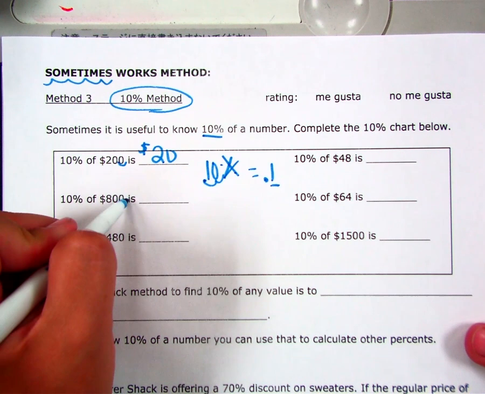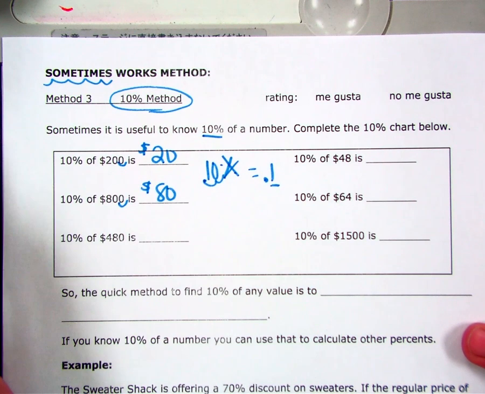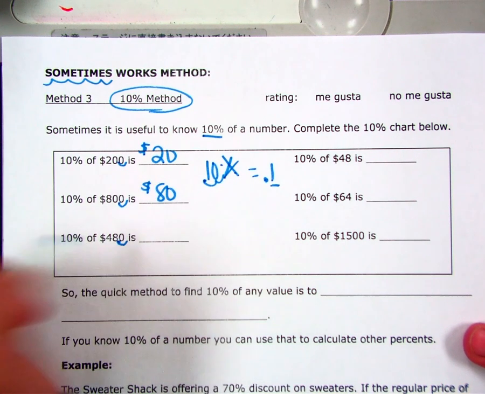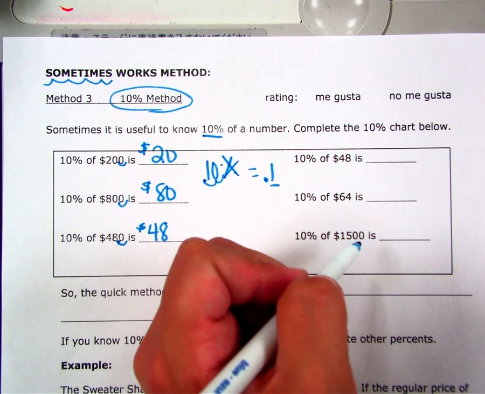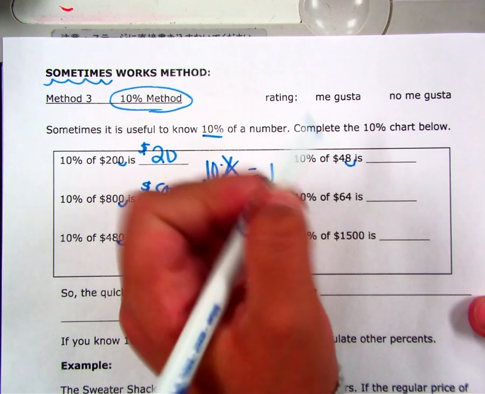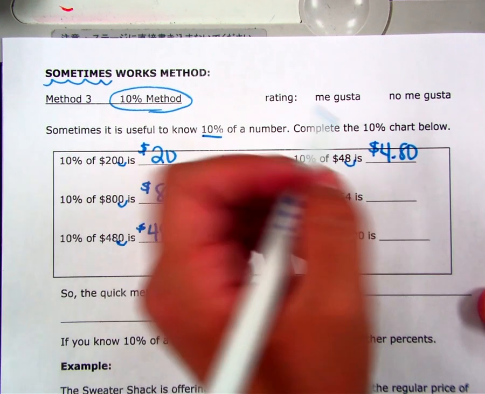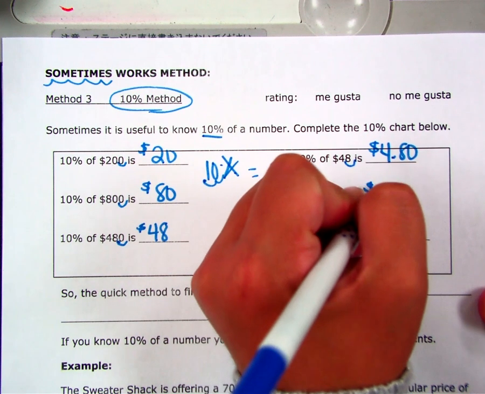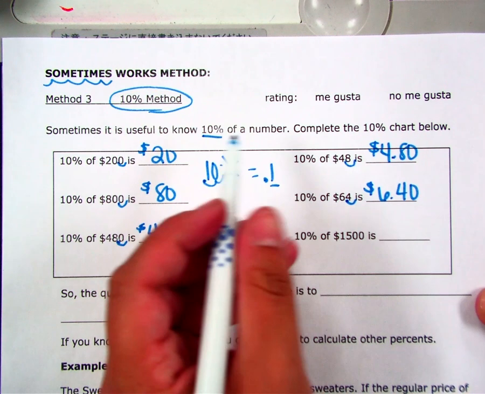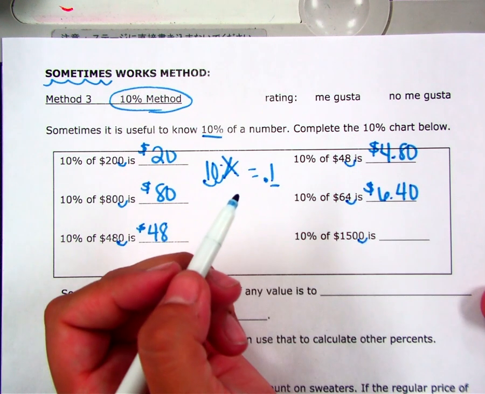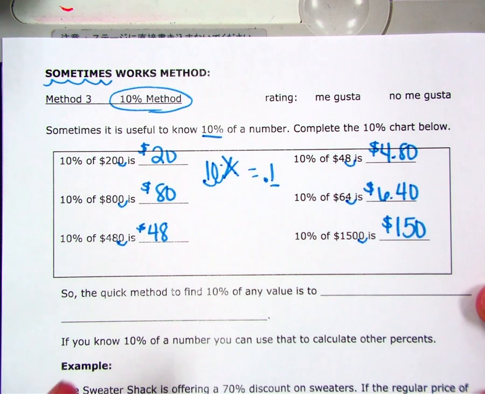So then if we use that same little method, if I move one place to the left here, 10% of $800 is $80. Okay, 10% of 480 must be 48 then, after I move my decimal one time to the left. And I want to know 10% of 48. Well, if I move my decimal one place to the left, that's $4.80. Okay, I want to know 10% of 64. Move it one time to the left. That's $6.40. I want to know 10% of a whole $1,500. So I'm going to move it one time to the left. 10% of $1,500 is $150.